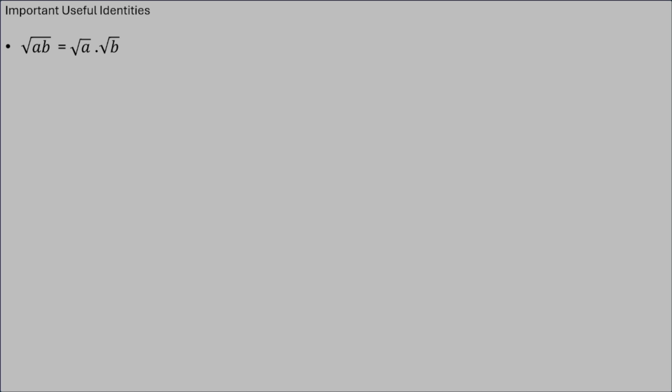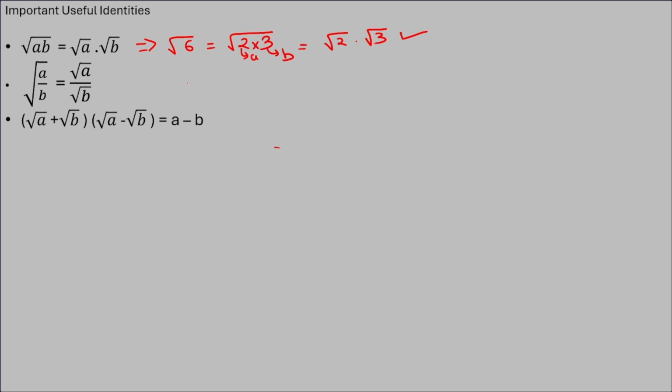So if there is any under root a into b, you can write it as under root a into under root b. For example, if it is under root 6, you know under root 6 will be under root 2 into 3, so 2 will be our a, 3 will be our b. You can write it as under root 2 into under root 3. Easy? Yes. Again, if there is under root a by b, you can write it as under root a divided by under root b. This is a good important property.